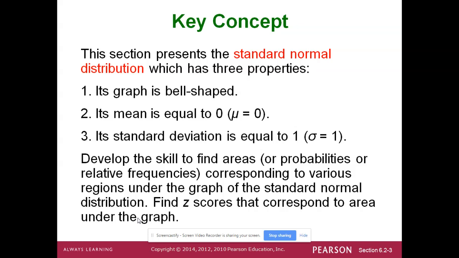But it's a bell-shaped curve. So we're going to work on finding areas underneath that curve, which are probabilities or relative frequencies. That's what is related to the area in different regions. We're also going to go back and pick up z-scores. Remember we talked about z-scores a while back, so we're going to use that some with the normal distribution. Z-scores are a big part of that. So those three things are important to decide if something is a standard normal distribution.